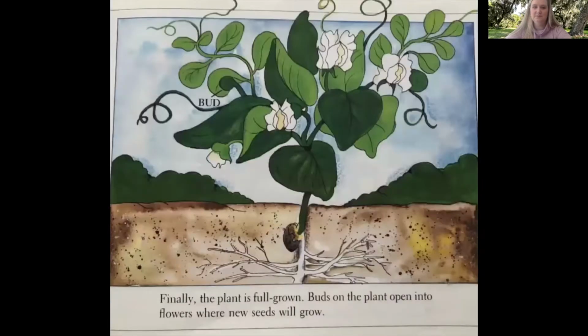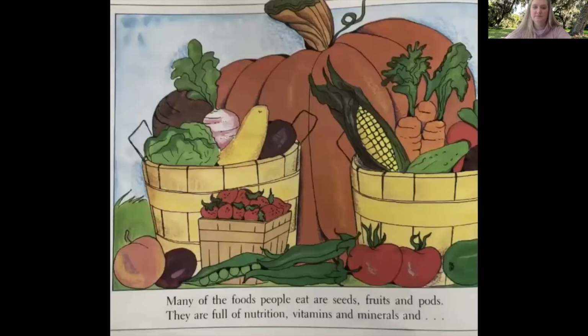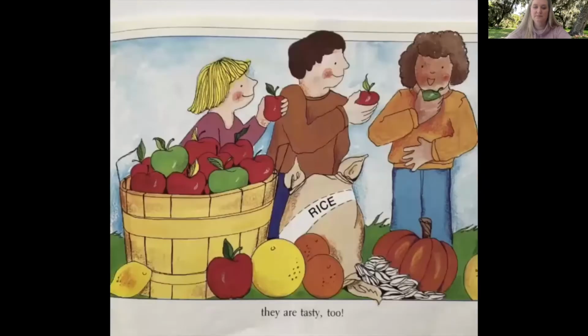Finally, the plant is full grown. Buds on the plant open to flowers where new seeds will grow. Many of the foods people eat are seeds, fruit, and pods. They are full of nutrition, vitamins, and minerals, and they're tasty too.